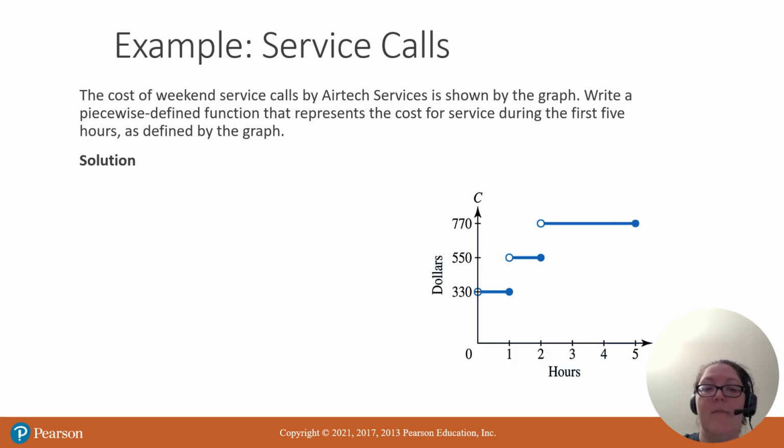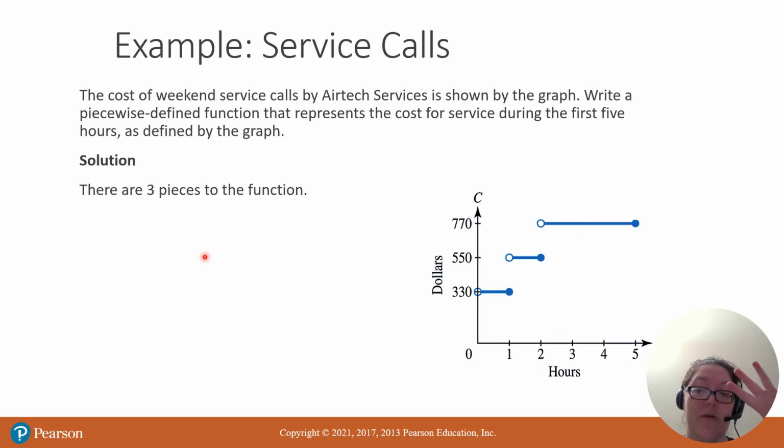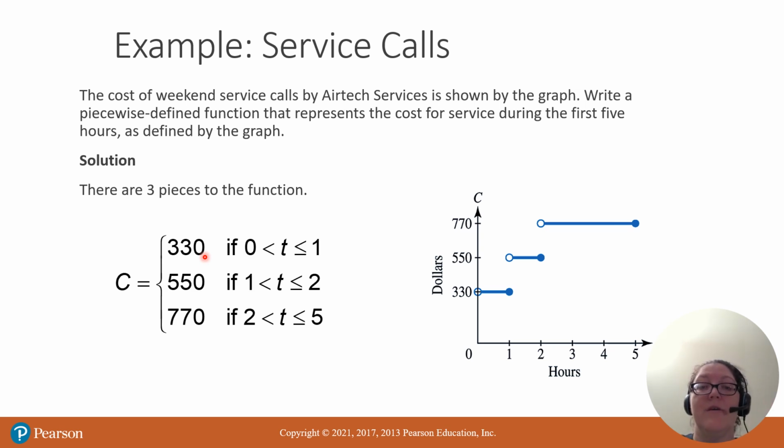Now, the first thing I begin to notice is that these are perfectly straight lines, and I notice that here it's perfectly 330, here it's 550, and here it is 770. I know that this works between 0 and 1, this one works between 1 and 2, and this one is here from 2 to 5. Okay, so since we see that there are 3 pieces, we're basically going to make our 3 different functions.